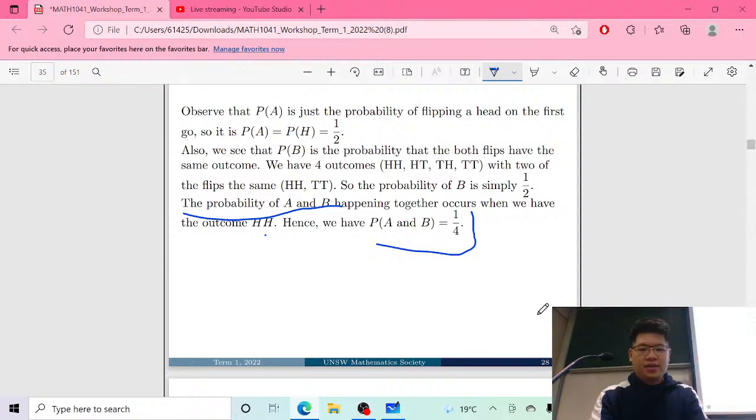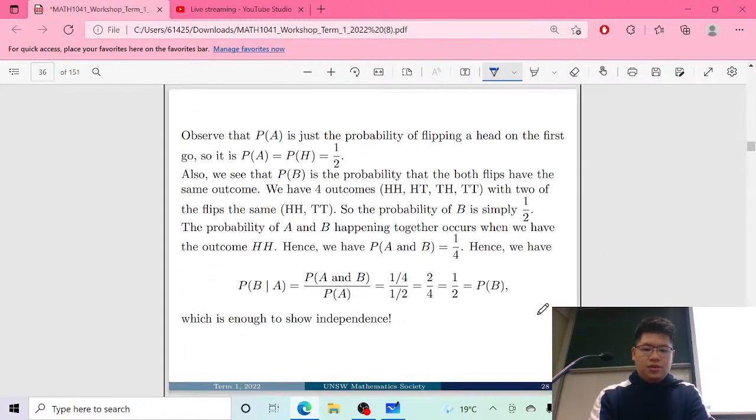Yeah? Alright, great. So now that we have the elements of our equation, we just plug it in. We just want to see that P(B given A) equals P(A and B) divided by P(A). So P(A and B) is 1 over 4. P(A) is 1/2, which we found. And we solve to find that this equals half, which is equal to P(B). Done. This is enough to show your independence.